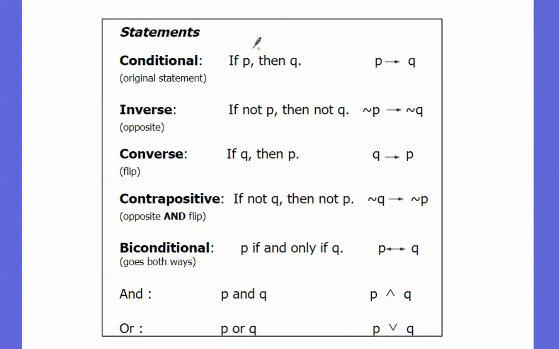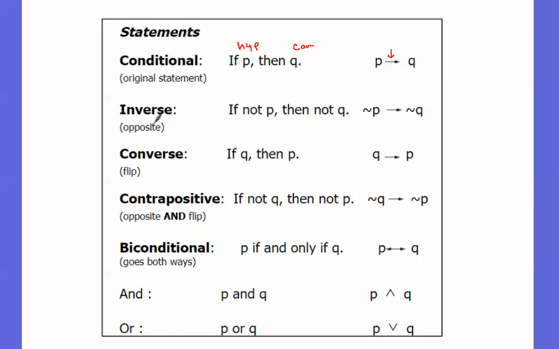If P, then Q. P would be considered the hypothesis, and Q would be the conclusion. Hypothesis comes first, conclusion comes second. That's represented by P arrow Q. The arrow here represents the phrase if then, or the two words if then.